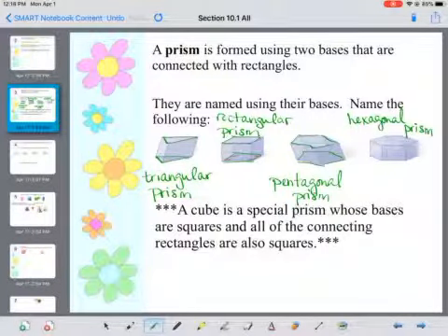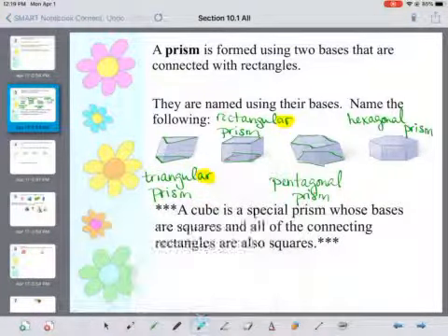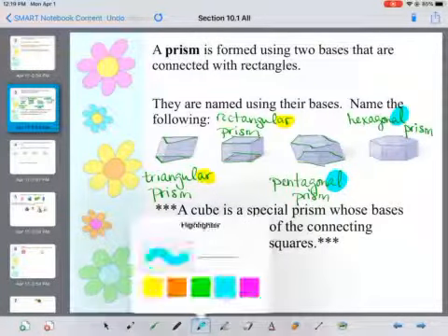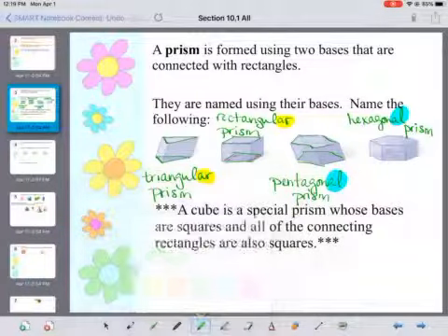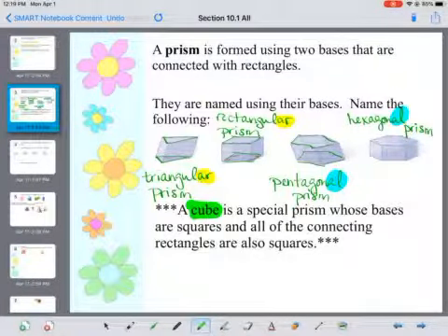So triangles and rectangles have that suffix "r", so triangular, rectangular. All the rest of them have "ul". So pentagonal, hexagonal, heptagonal, octagonal, all those. Now a cube, I like to say cube because it doesn't have a Q in it, is a special prism where all the faces are squares. So every single face is a square, so that's why we call it a cube.